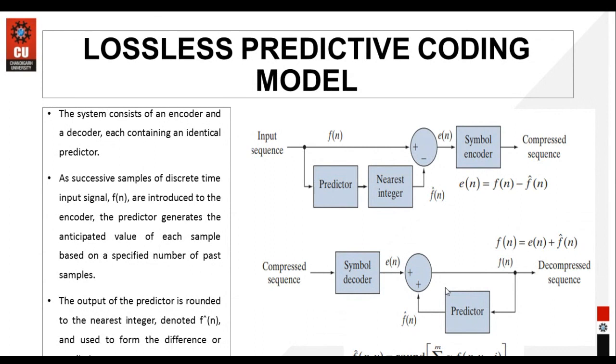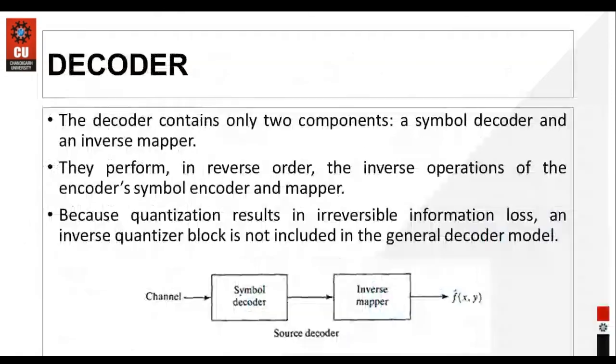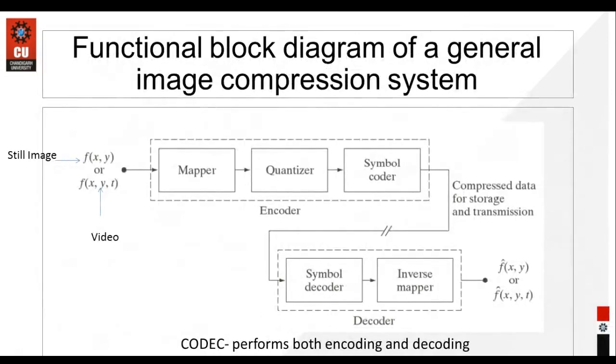So this is the diagram for the lossless predictive coding model. I'll not go much into detail of this diagram. I would only like to tell you how this lossless predictive coding model is different from the basic compression model. The basic compression model had a mapper, quantizer, and symbol encoder. In case of lossless, you will have the mapper block and symbol encoder block, but the quantizer block will be absent, as told previously, because the quantizer results in irreversible information loss. Once the information is lost, it can't be recovered back. That's why it is absent in case of lossless.